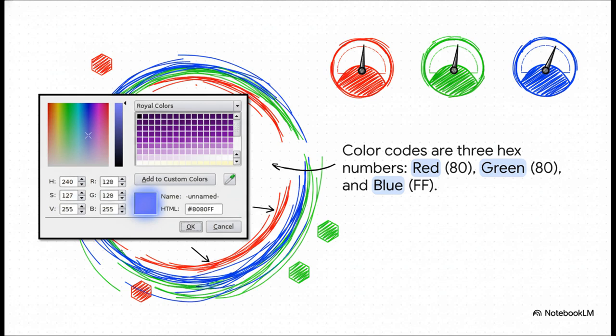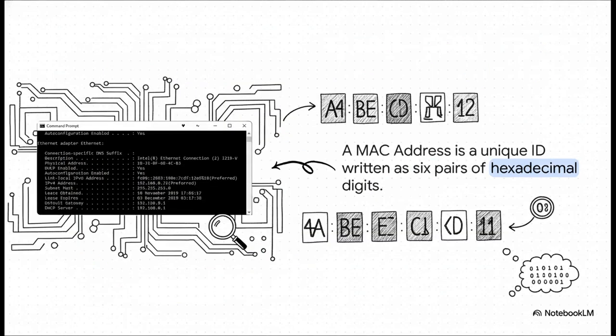Now, FF is the highest possible hex value. It's 255 in decimal. It means the blue is turned all the way up to max. So this color is just a medium amount of red, a medium amount of green, and a full blast maxed out blue. And what about that physical address?